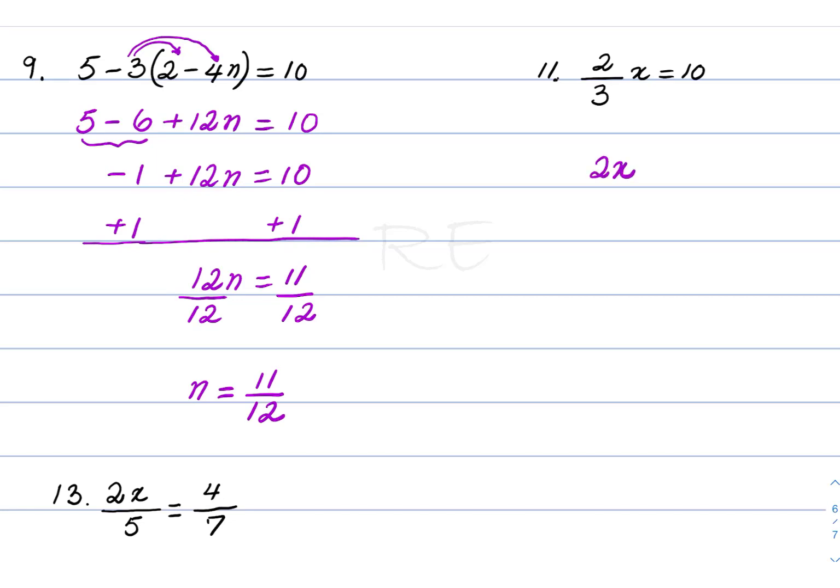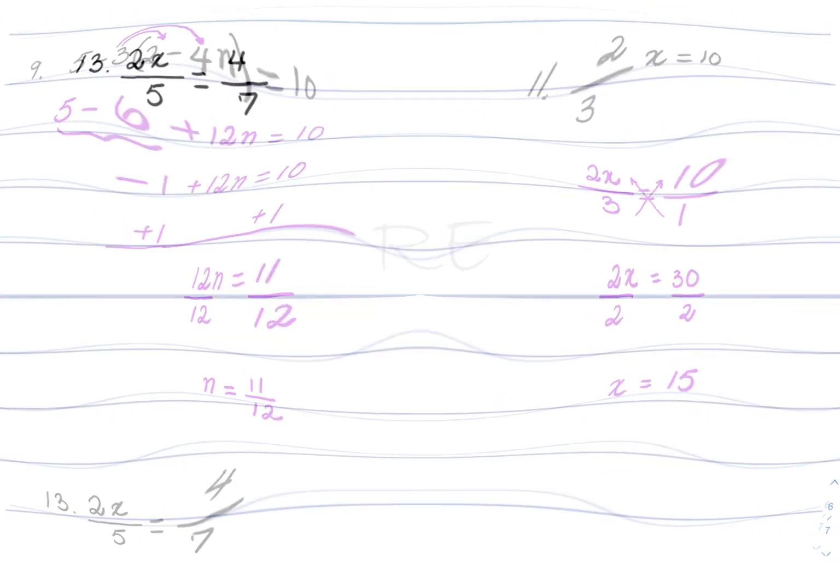Now, 2/3 x can be written as 2x over 3, and 10 can be written as 10 over 1. When we cross multiply, 2x times 1 is 2x, and 3 times 10 is 30. Just have to divide both sides by 2, and x will be equal to 15.